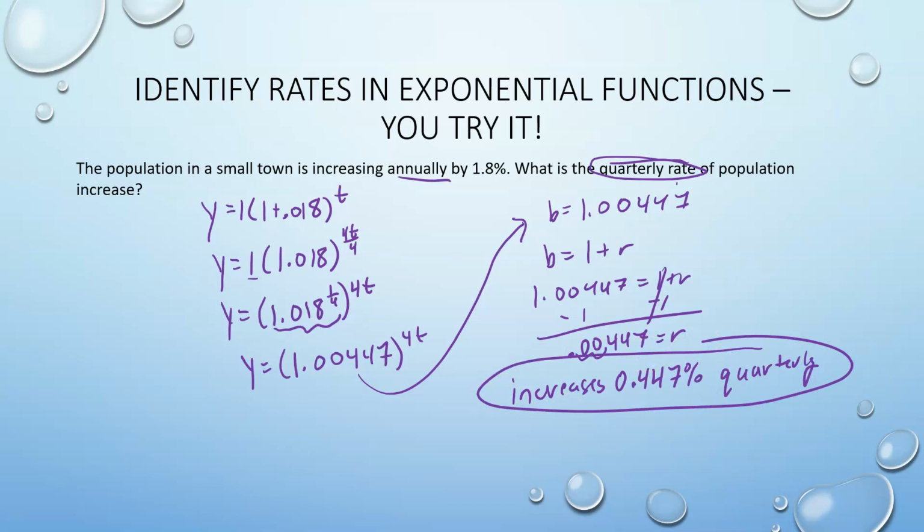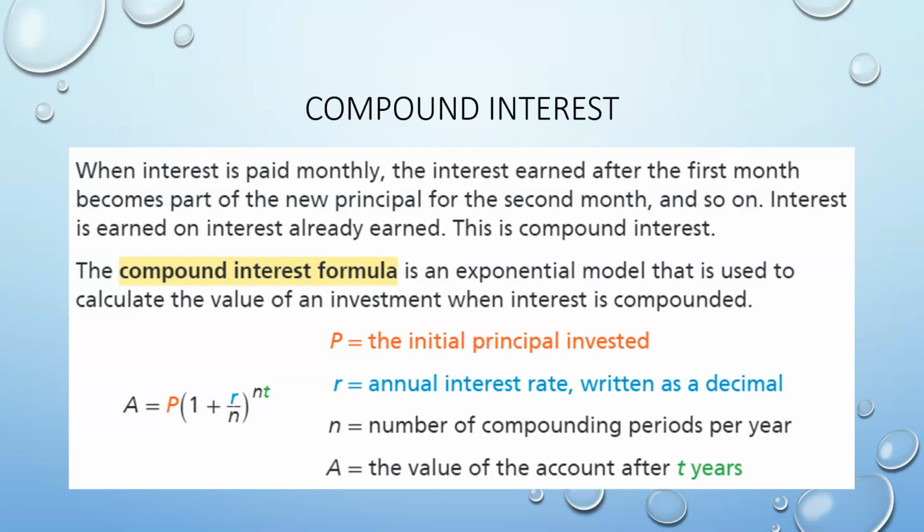Okay, so that's the first thing you have to be able to do from today. And then the other thing we're going to talk about is this thing called compound interest. Okay, so when interest is paid monthly, the interest earned after the first month becomes part of the new principal for the second month, and so on. Interest is earned on interest already earned. This is compound interest.